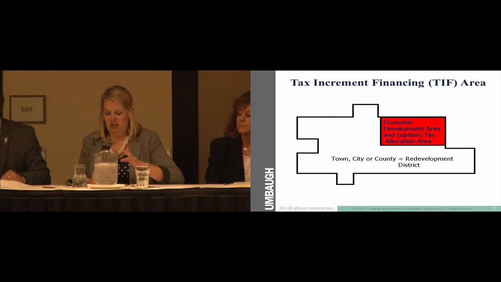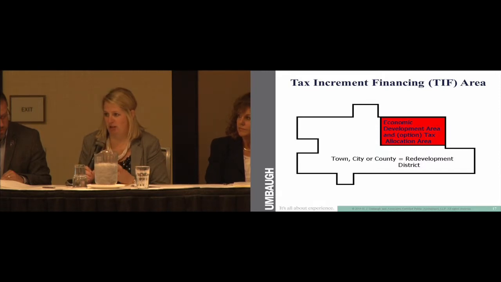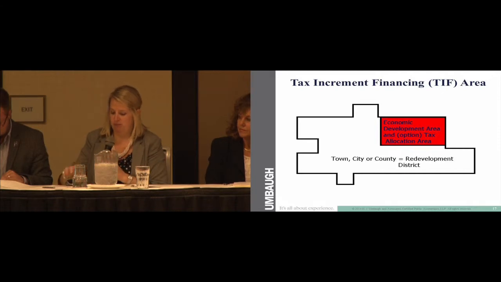For example, the city, town, or county boundaries would become the redevelopment district within the county. Within the redevelopment district, you would set up an economic development area. Within that, or coterminous with the boundaries of the economic development area, you create an allocation area. The allocation area is what allows you to legally capture the increases in assessed value that are the TIF revenues to be generated in that area. So this is just an illustration.